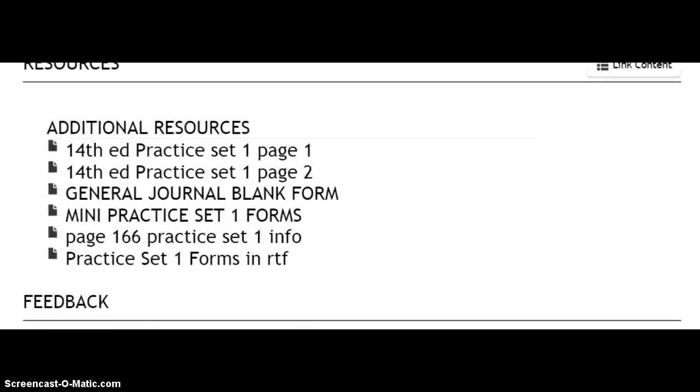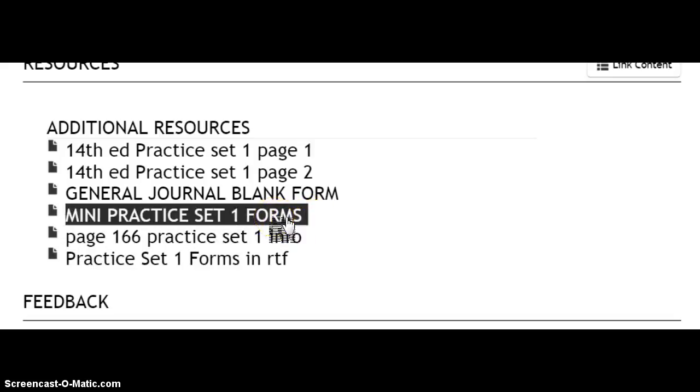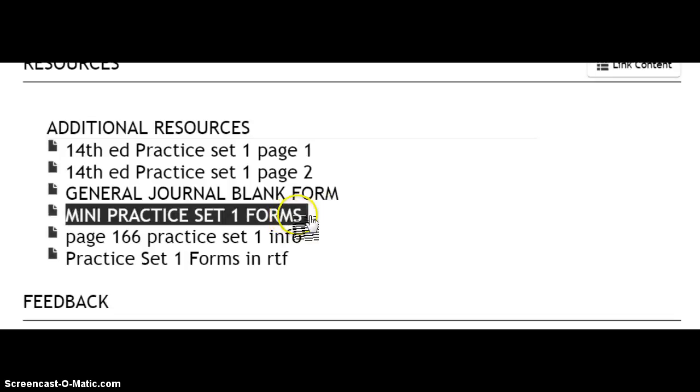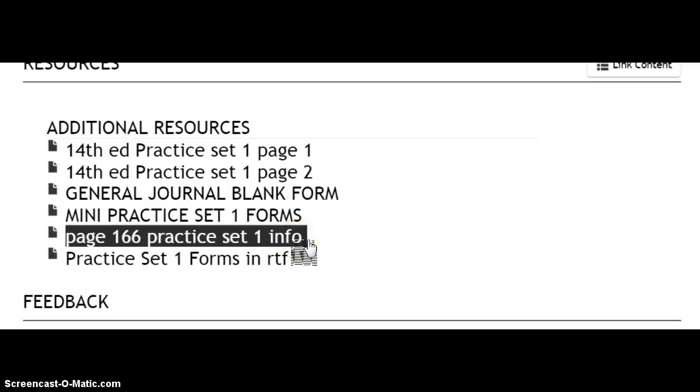Go to the resources or the links. This will give you the page 1 of the practice set, page 2 of the practice set information. This gives you your forms. You will click on the forms, and download them to your computer, and then save them on your computer. And when you do, you will type on those forms. This is the information for the beginning balances from your textbook.